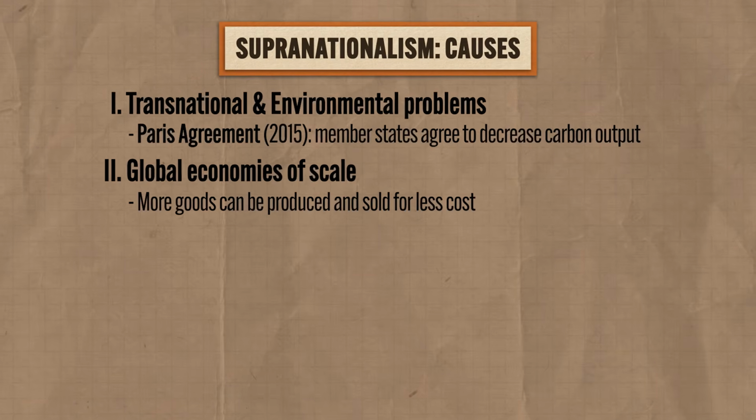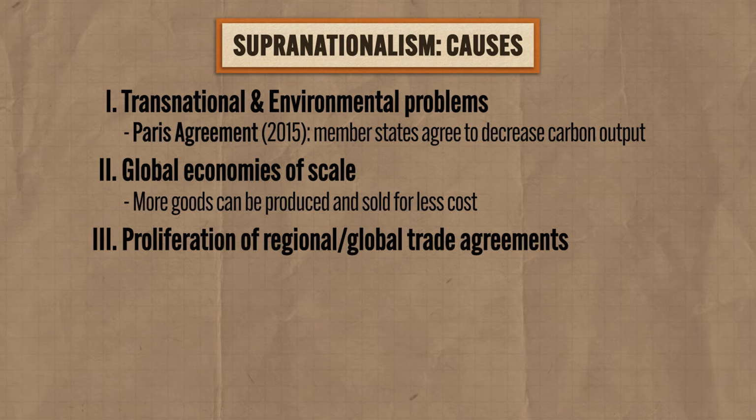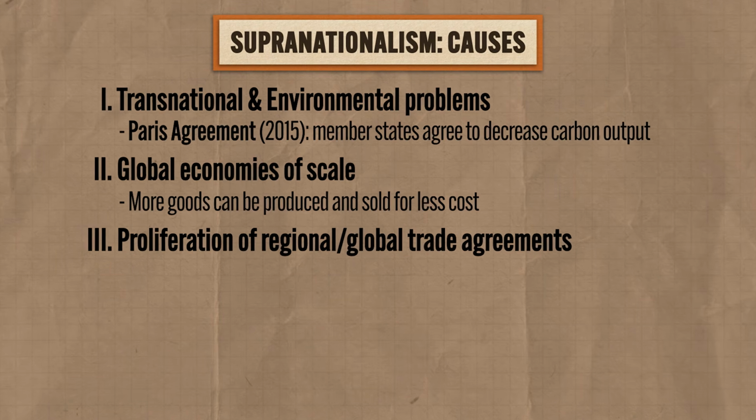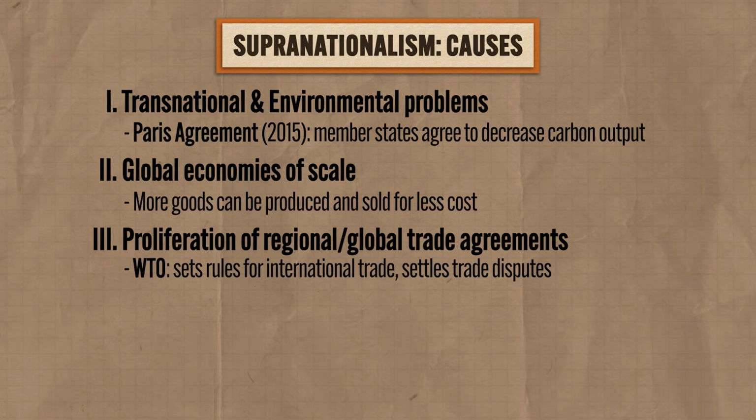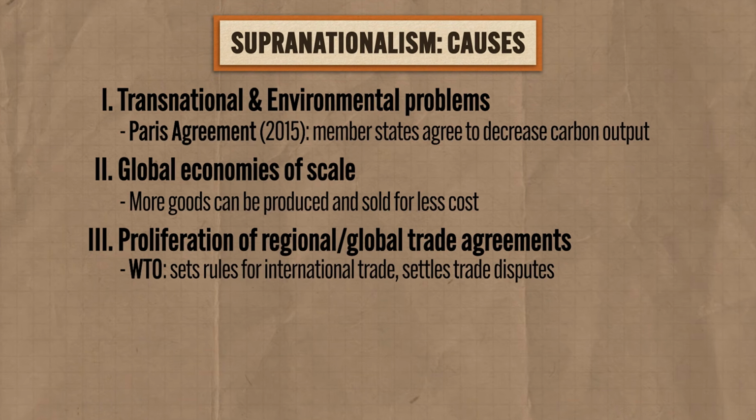Okay, now the third factor leading to the rise of supranationalism is the proliferation of regional and global trade agreements. Now remember that globalization has created a massive interconnectedness of the world's various economies, and that has led to the creation of organizations and agreements to facilitate that trade. For example, the World Trade Organization, or the WTO, sets rules for international trade and settles disputes between member nations.